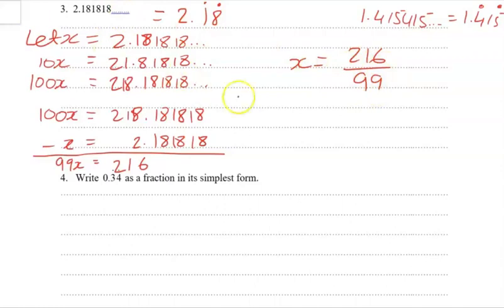Now we can simplify this fraction. So 216 and 99 can both be divided by 9. So 216 divided by 9 is 24 over 11. Convert this into a mixed number: 2 and 2 over 11.